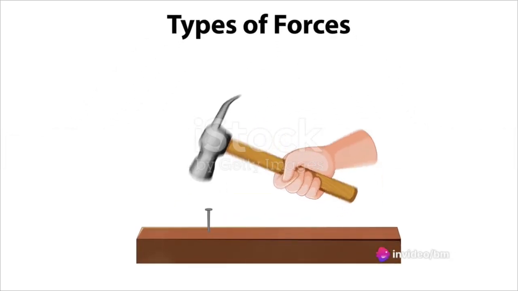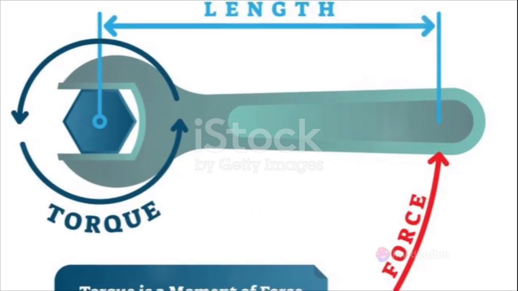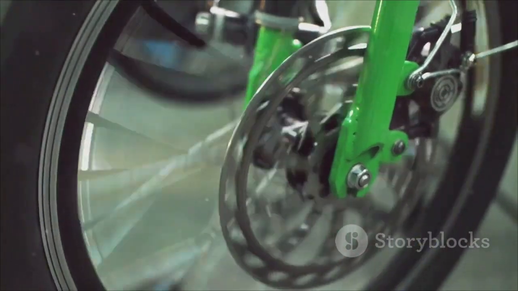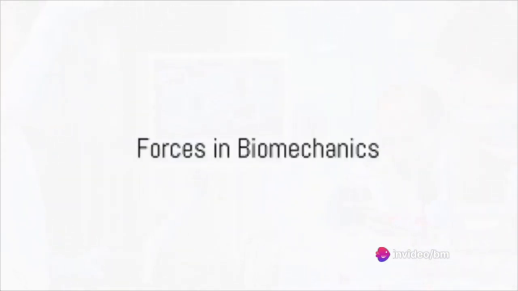Then we have the dot product, a handy tool for calculating the work done by a force or finding the component of a force in a specific direction. There's also the cross product, used to calculate moments or torques around a point, giving us insight into the rotational effects of forces.